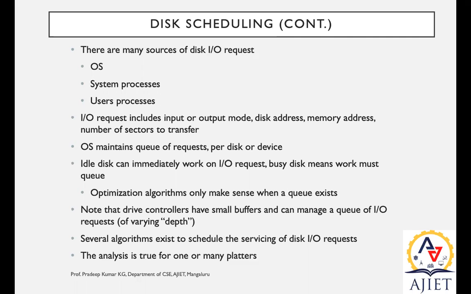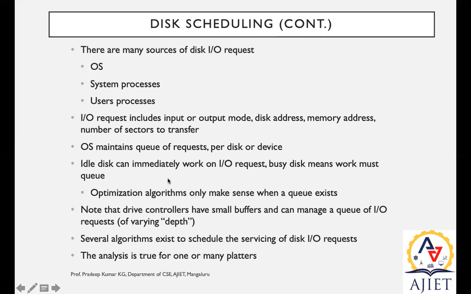So there are three sources of disk IO request: operating system, system process, and user process. And we have seen the different IO requests, which may include input or output. Based on that, the disk may be allotted. For this reason, we have scheduling algorithms, so that based on the request, disks are allocated. Now we have different algorithms for disk scheduling, and we will see them in detail.